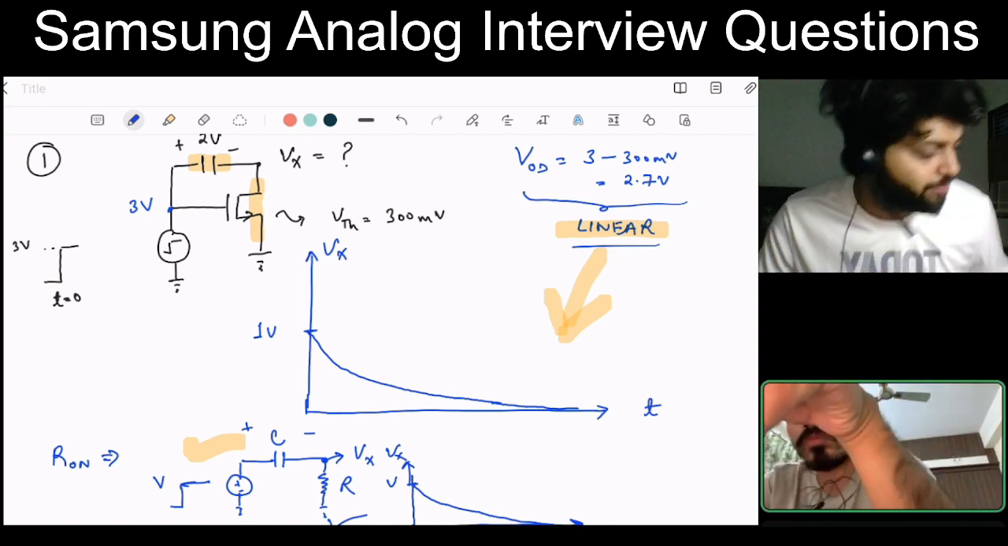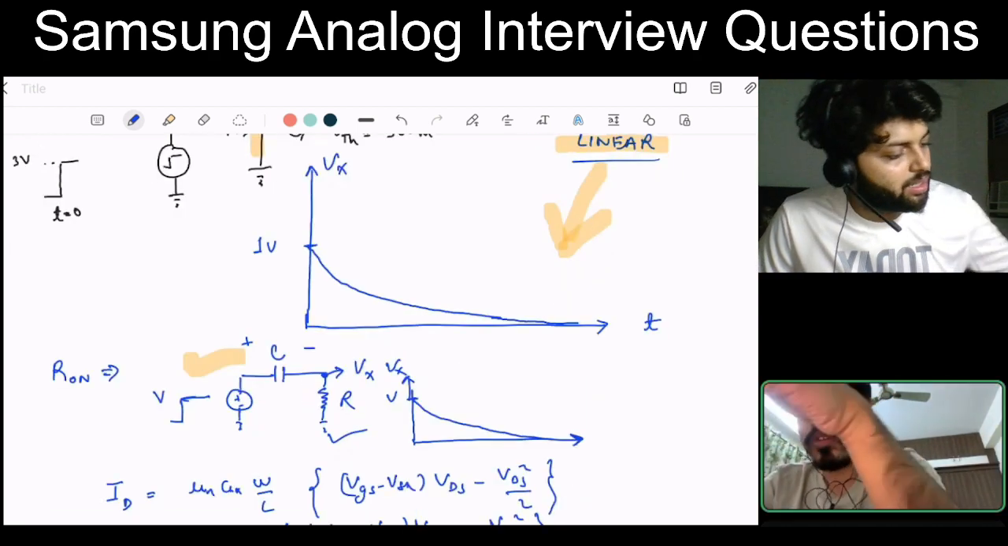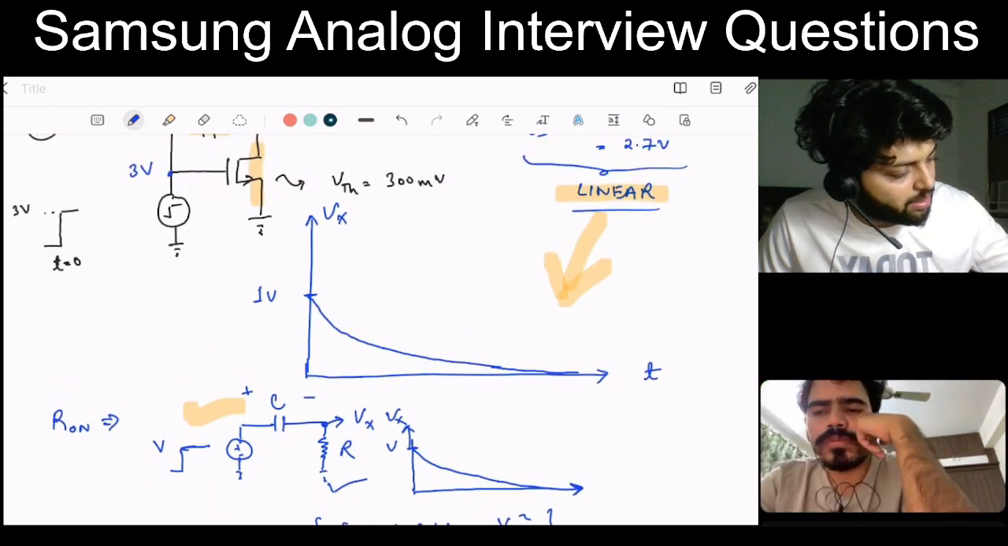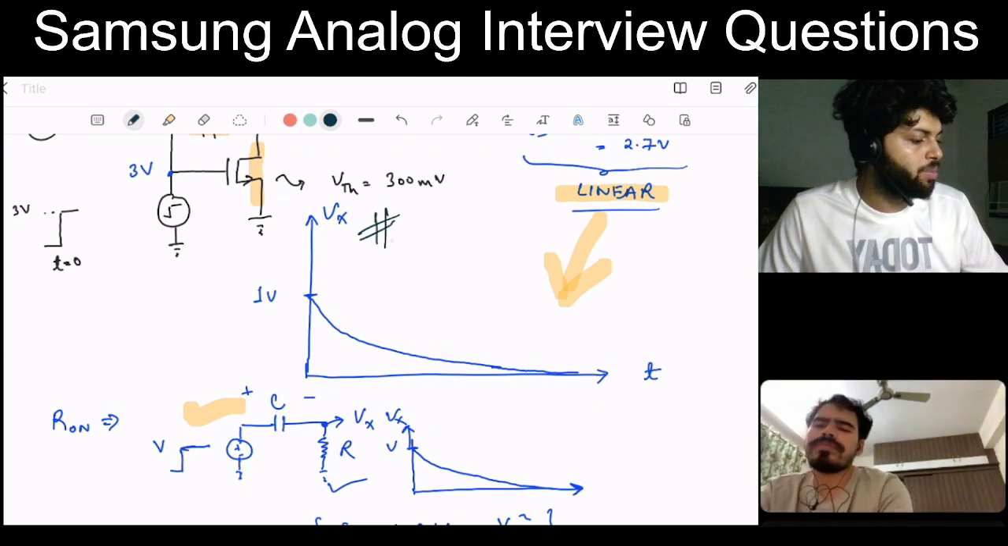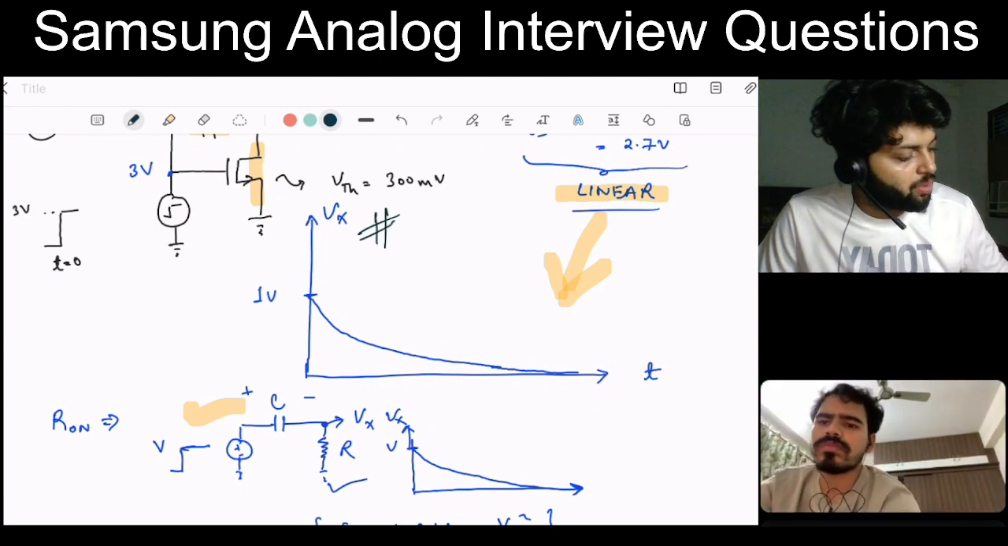Basically, the plot should be the same as the high pass filter, but not going to zero compared to the high pass filter. This is the plot, I think. This should be the one. So this is the first question.